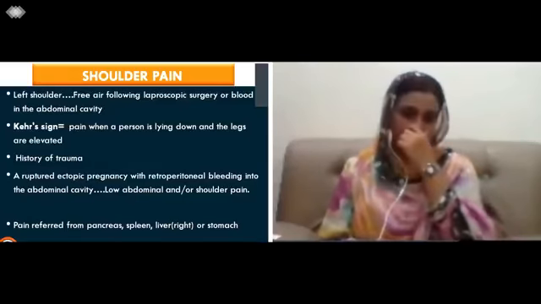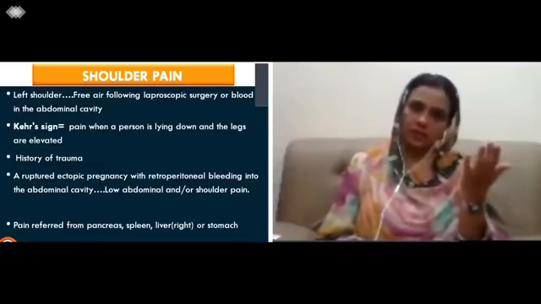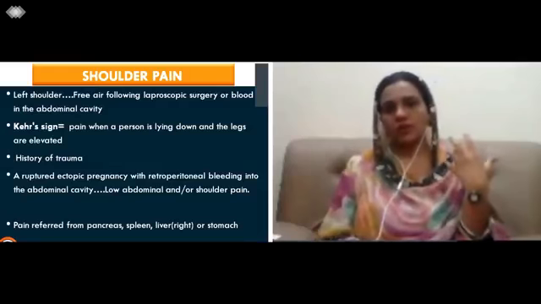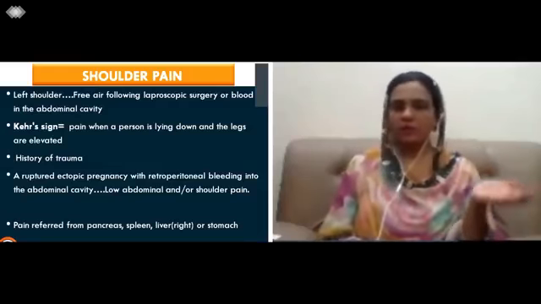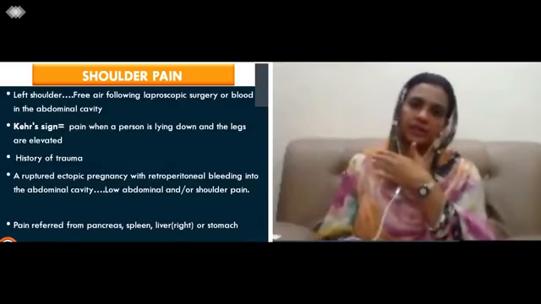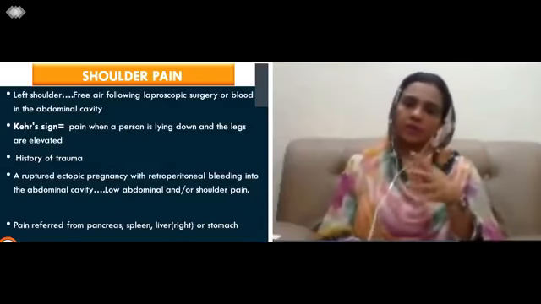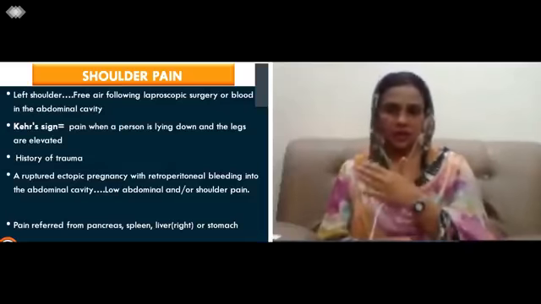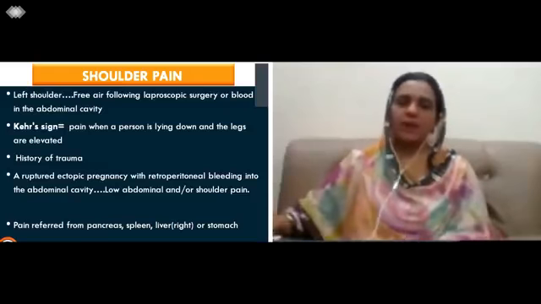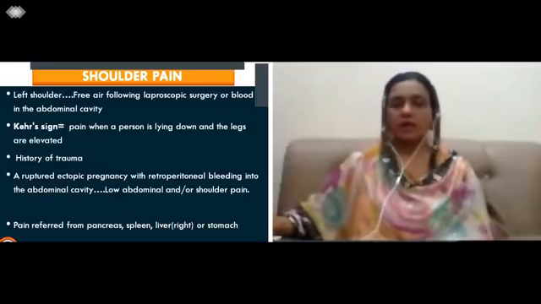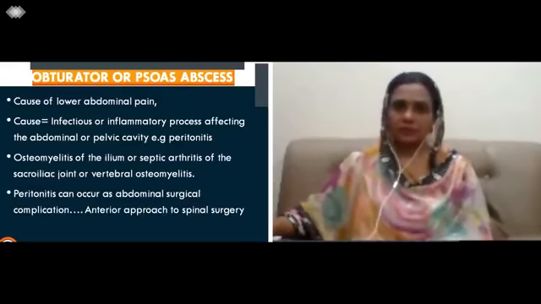So the areas that can cause this kind of pain, pain can be referred to the shoulder from your spleen, from your pancreas, from your liver. Liver most of the time radiates pain towards the right side, or the stomach. Most of the time stomach also radiates, although it is lying on the left side, but it radiates pain towards the right shoulder. We have discussed the pain patterns of all of these organs in our previous lecture.